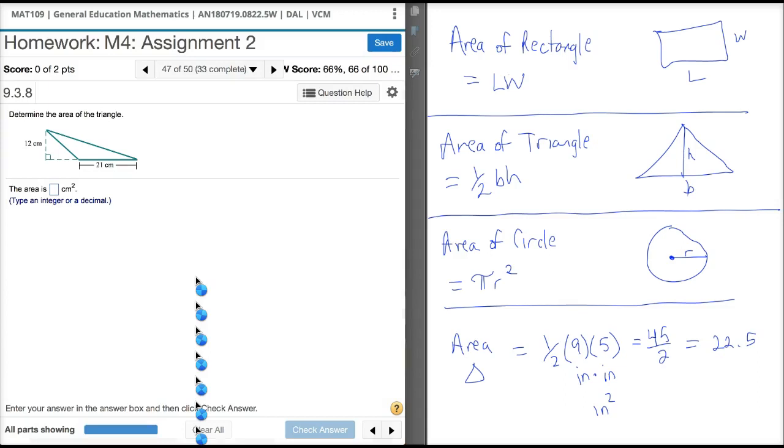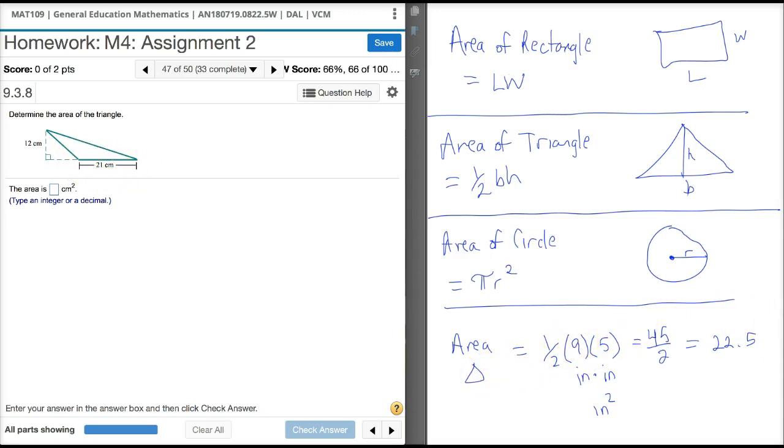All right. For number 47, very similar. Here we see that the height of this triangle is going to be 12 centimeters, even though it's drawn like an oblique triangle. An oblique triangle is just one that doesn't have any right angles. So this shape in bold is an oblique triangle. But we know that the height is from the base up to the very top. And so that 12 centimeters represents the height. The base of the triangle is going to be 21.